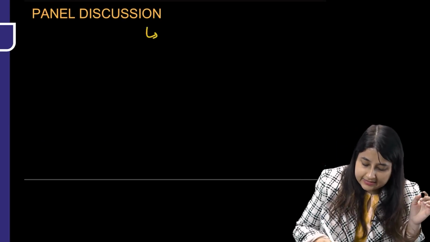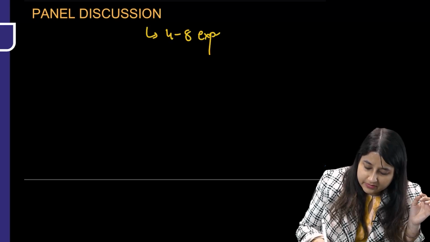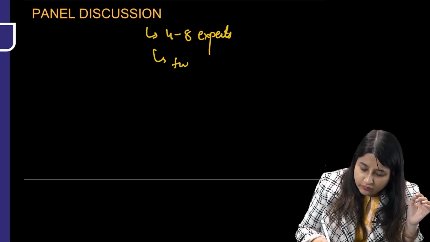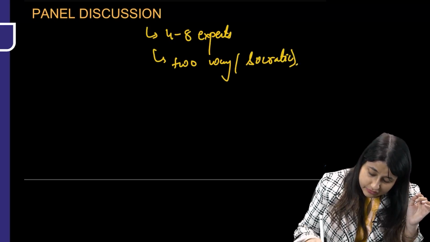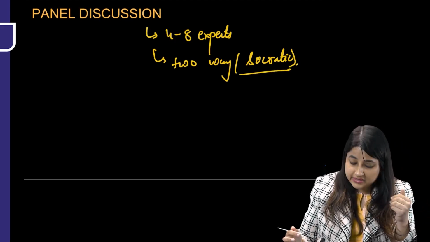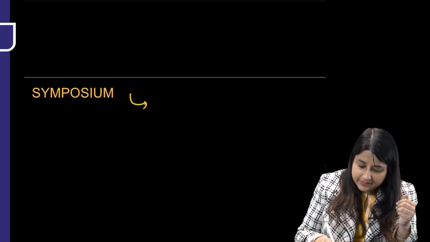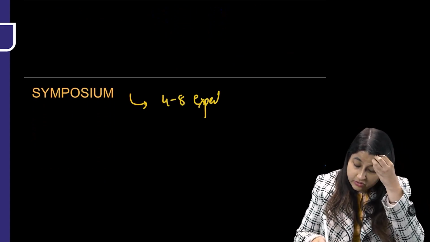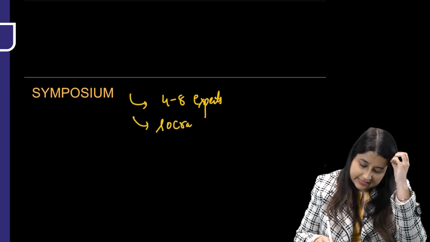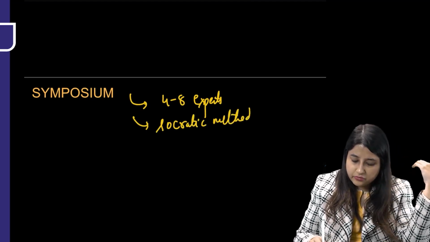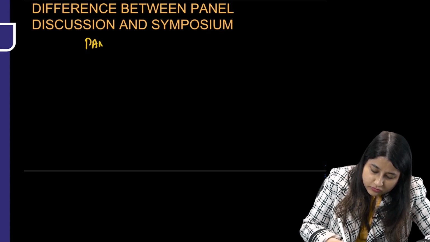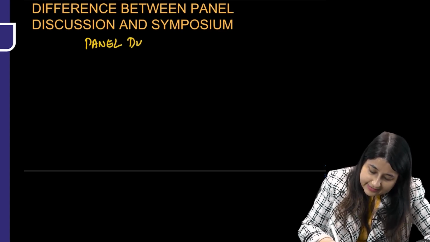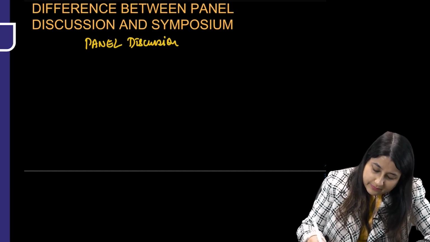Difference between the two. Okay, panel and symposium. Now, in both, you have 4 to 8 experts, and both are two-way, or like we call it, Socratic method of data collection, Socratic method of health communication. Now you would ask me, ma'am, then what is the difference? 4 to 8 experts are here also, and this is also a Socratic method. Okay, two-way. So let us try to do this by looking at the difference between the two. Okay, panel and symposium. So straight away, let us go and make a distinct panel discussion, and there is something known as symposium.